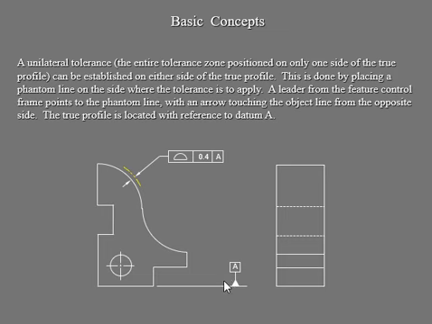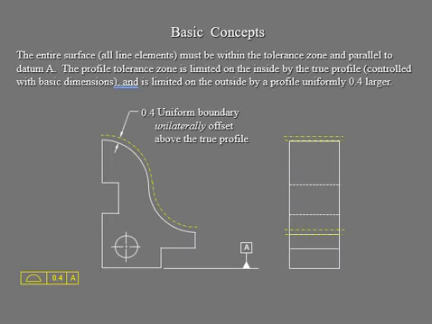We always have your leader line from that feature control frame pointing to the phantom line. Don't put your leader line on the white line. You've got to stick it to the phantom line, the yellow line, because we want to point out that this is only a unilateral tolerance. And then we're going to go into the entire surface.